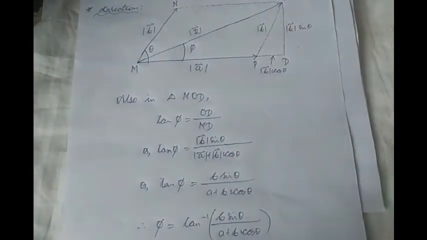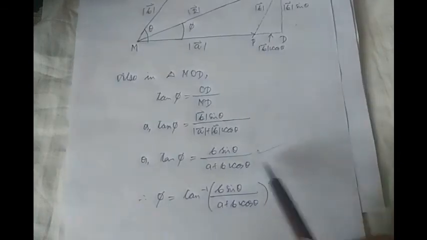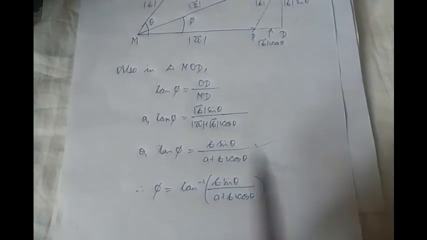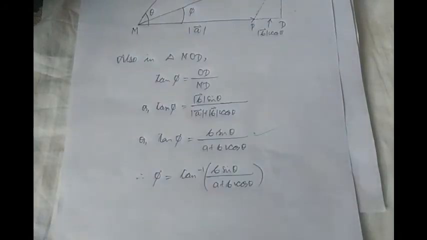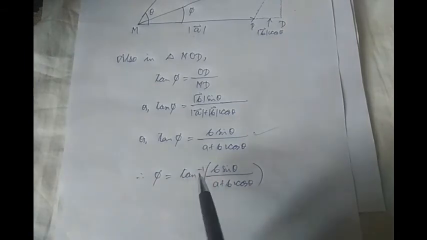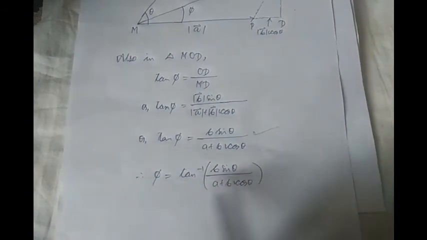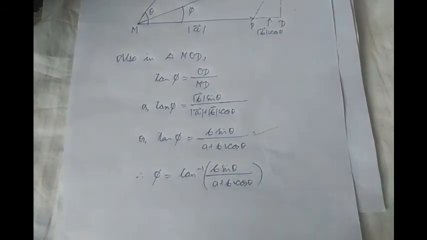So A plus B cos theta is MD, which can also be written, although not technically correct, this way: B sine theta divided by A plus B cos theta. Many a time you will see it written this way in textbooks also. So phi becomes how much? Phi will be tan inverse of B sine theta divided by A plus B cos theta.